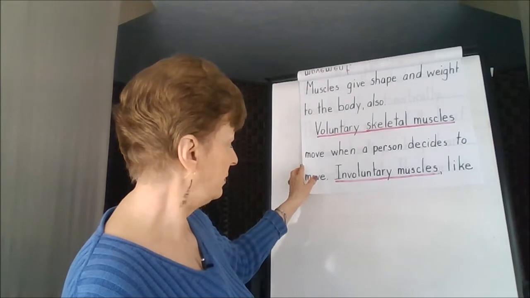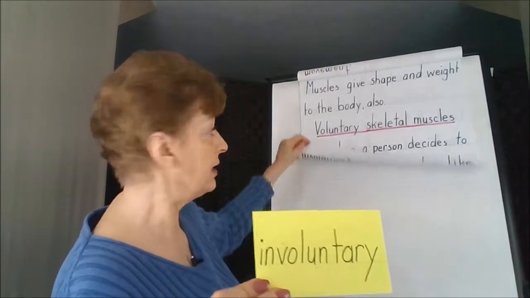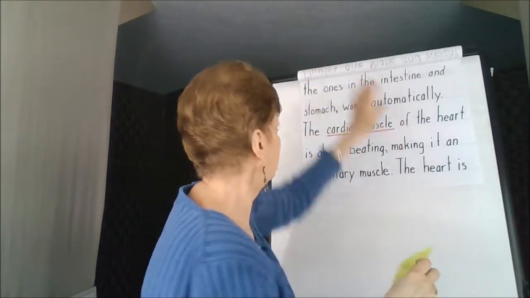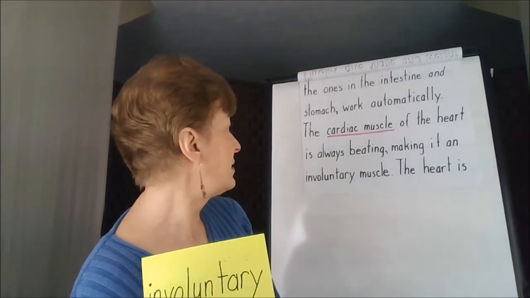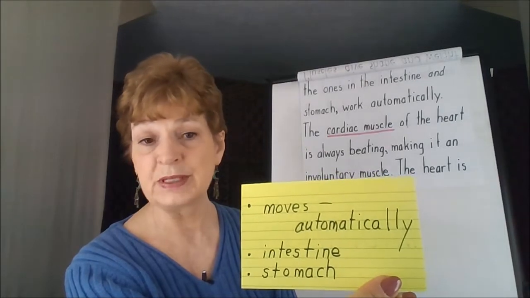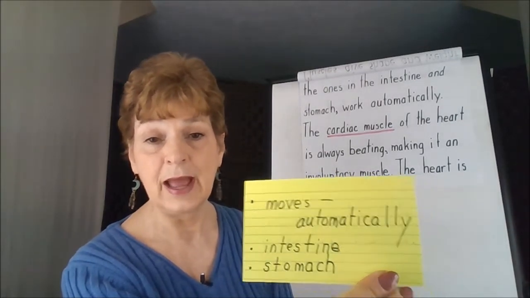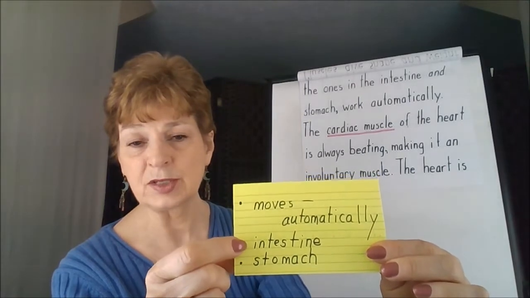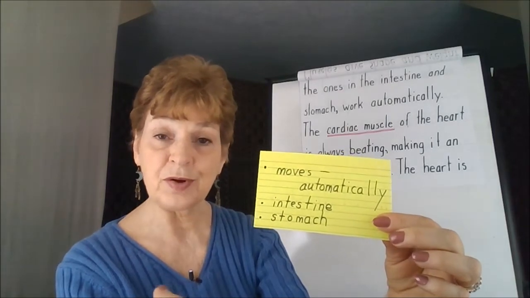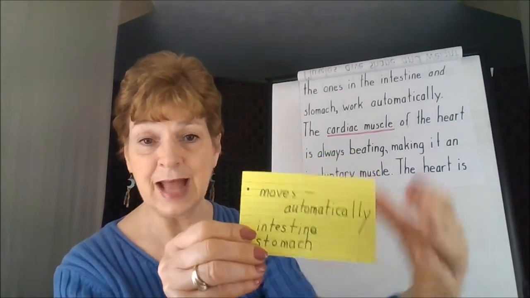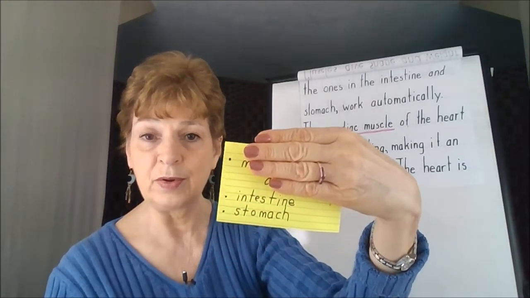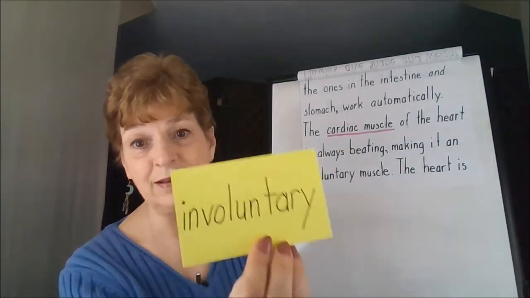Involuntary muscles. Here's my involuntary card. The ones in the intestine and stomach work automatically. The note I chose was moves automatically. And then I gave myself some hints as to where they are, because the matching or multiple choice or fill in the blank might not say this part. They might just say which muscles move the intestines. And then you would have to think of the involuntary.